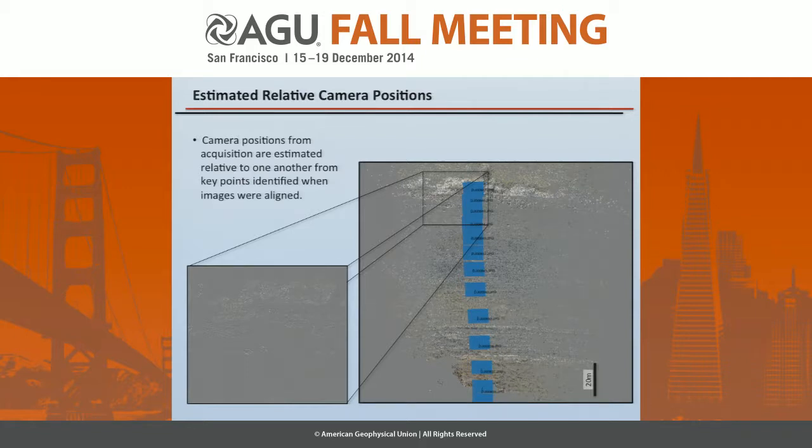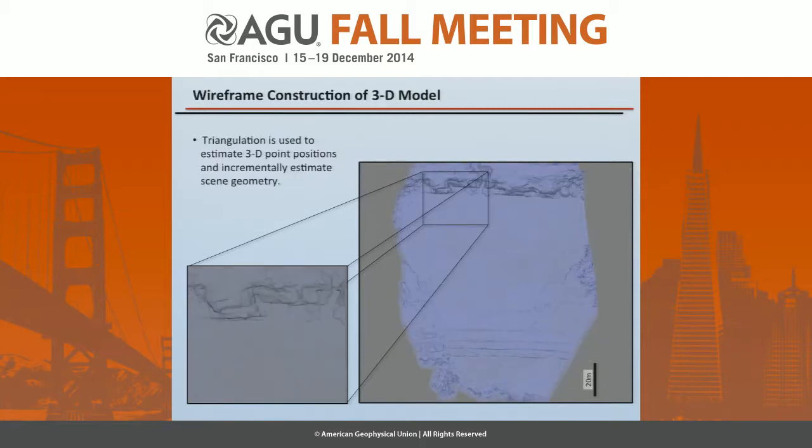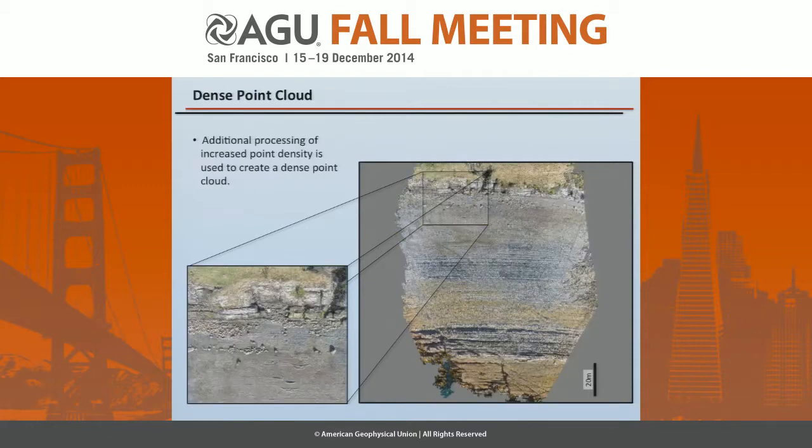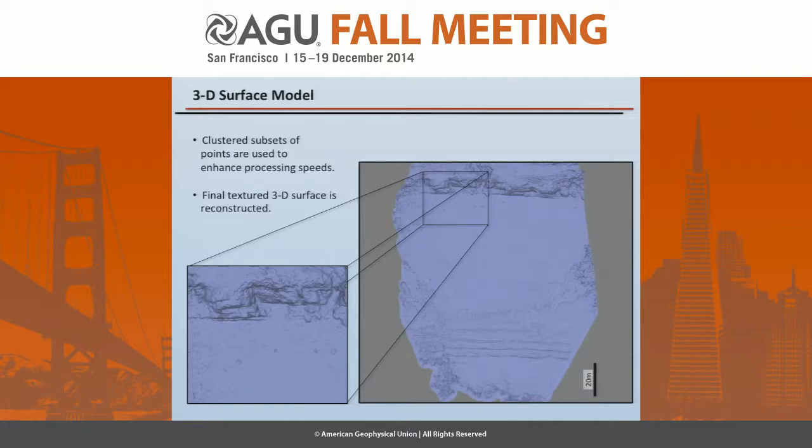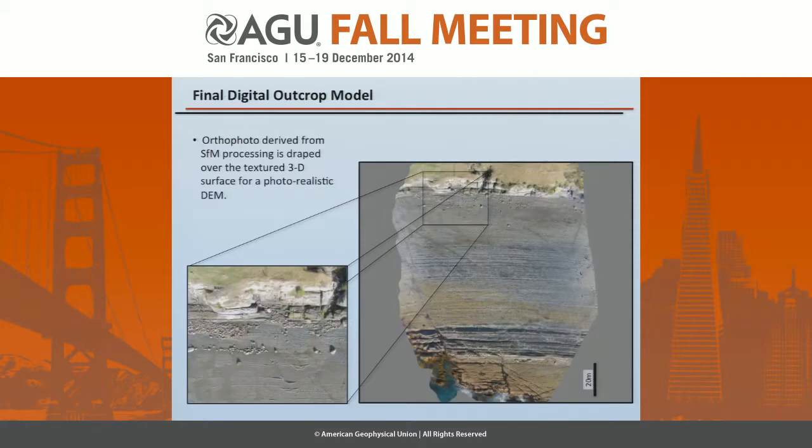Then, as I already hinted towards before, the camera positions from acquisition are estimated relative to one another. And then a wireframe of the 3D model is created. And this is to start incrementally estimating 3D scene geometry. And then finally, this allows for processing of increased point density, creating a dense point cloud. Then we can create a textured 3D surface, or DEM virtually. And then finally, we can drape the orthophoto that was derived from the structure from motion software over top of that DEM for a very photorealistic DEM.